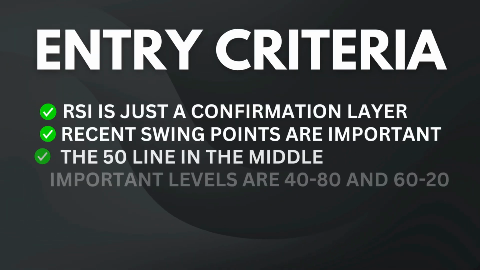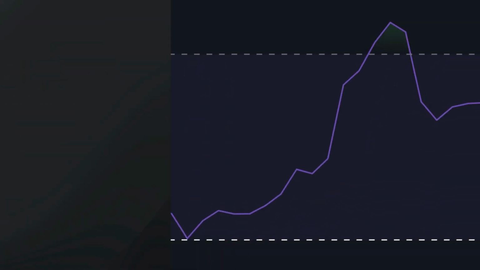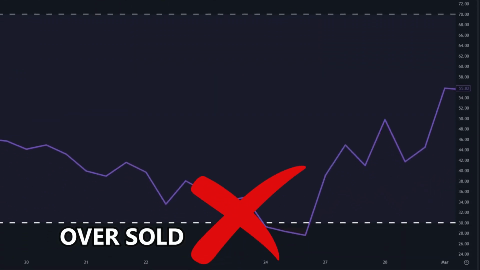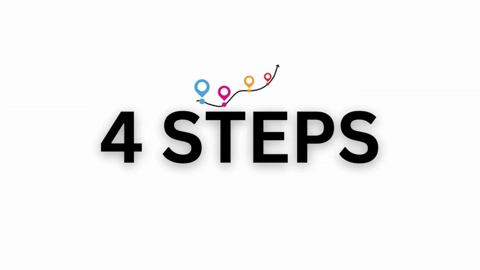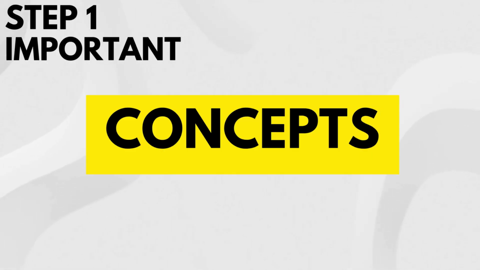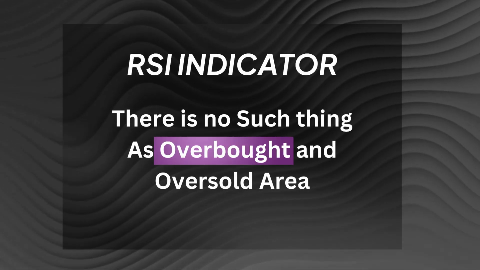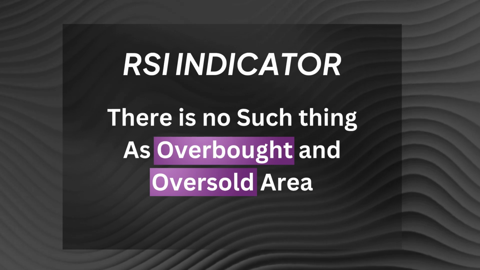To use RSI in a profitable way, it has to go through entry criteria instead of overbought and oversold levels, and that can be applied to any pair using only 4 simple steps. The first step is by far the most important and yet also the most overlooked. There is no such thing as overbought and oversold zones in trading.